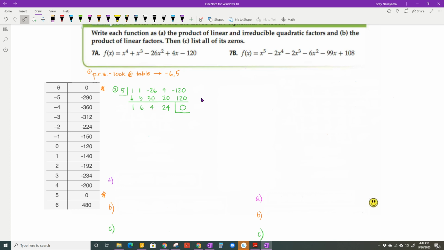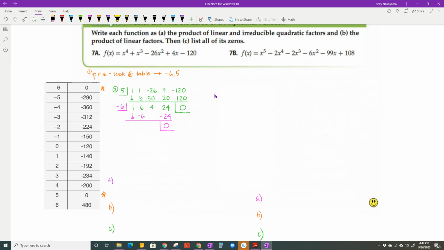Next, I'm going to go with -6. So remember, I want to use the reduced polynomial or depressed polynomial, whichever one helps you remember. Don't start back over with this guy or you'll be working for a long time. So I'm going to go with -6. Again, I know it's got to be a 0. So this is going to be -24.